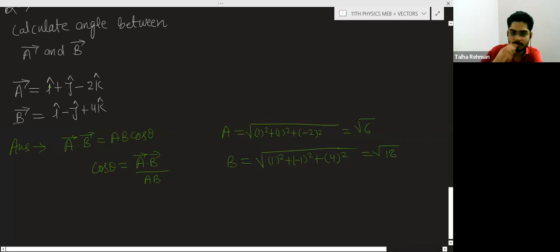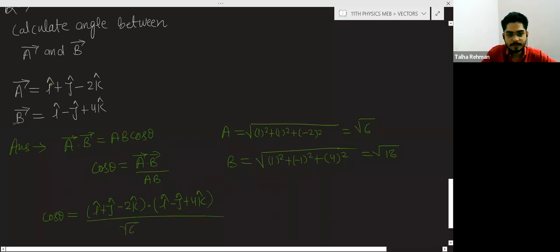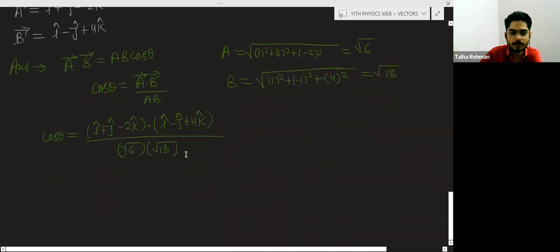Okay. Now cos theta is A dot B divided by AB. So can we find A dot B? A dot B we can find: i plus j minus 2k dot i minus j plus 4k, and AB you have, root 6 and root 18. Now we can find the dot product.